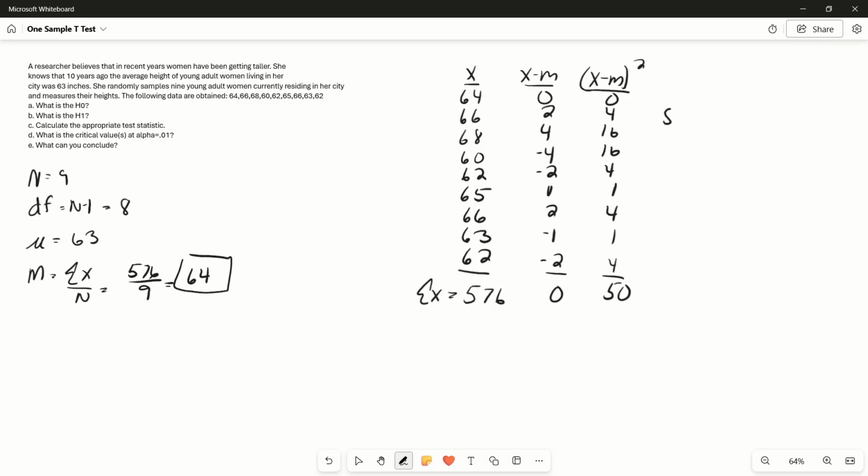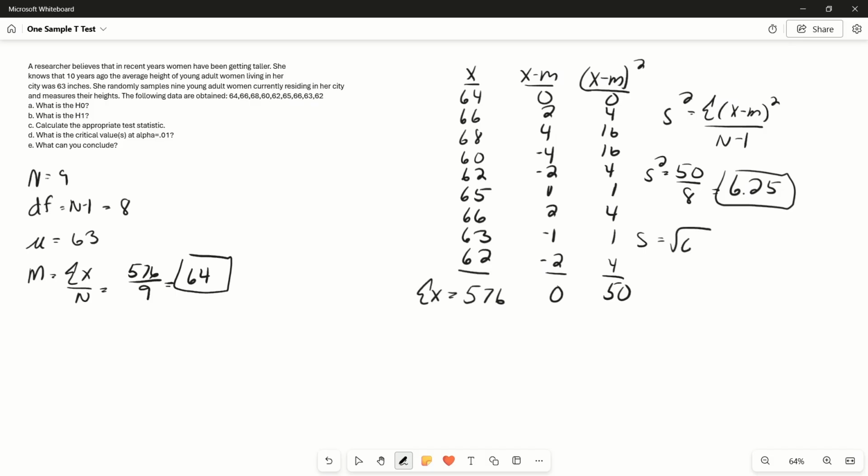We know that the variance is equal to the sum of the square deviation scores over n minus 1. So that's going to be 50 over n minus 1, which is 8. That's going to be 6.25 as my variance. And then to find the standard deviation, take the square root of that. When I take the square root of that, I get 2.5. And I'm ready to plug in for t.